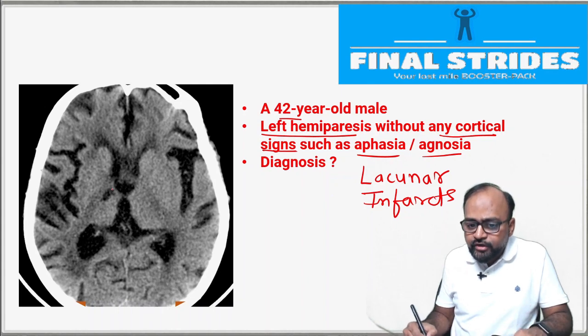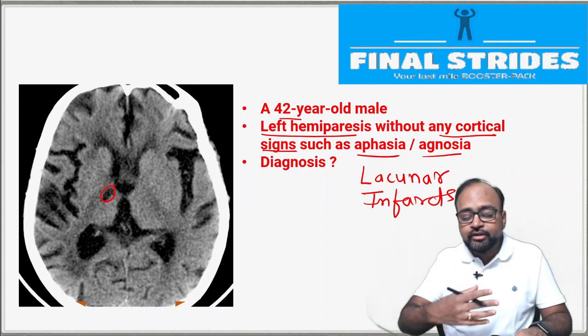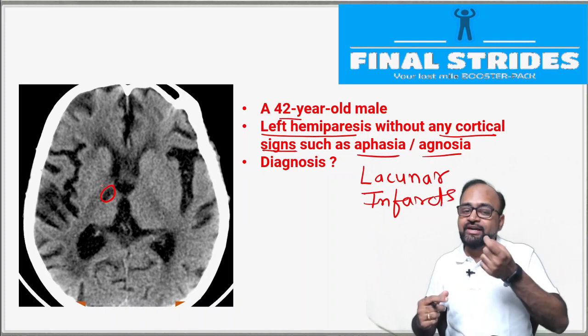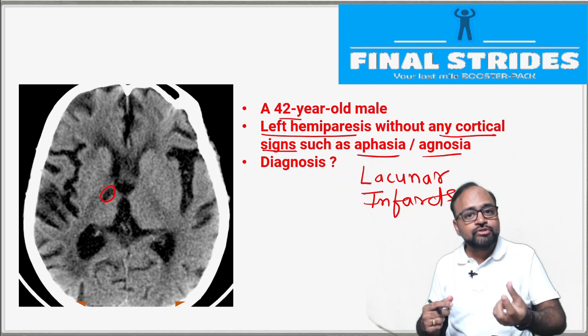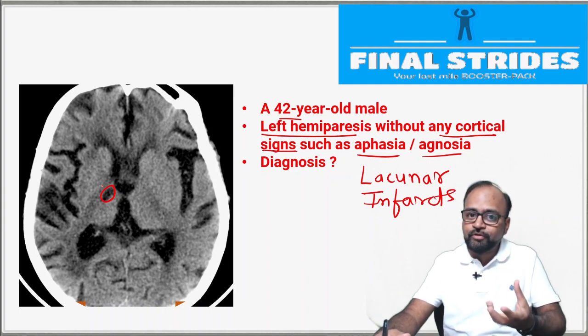What is a lacunar infarct? It looks like a lacuna that is round. It is very similar to an infarct that we saw previously. The only difference is the shape of the infarct. And why is it round like a lacuna? Because it is due to the occlusion of small end perforating arteries like lenticulostriate arteries, thalamo-perforating arteries.